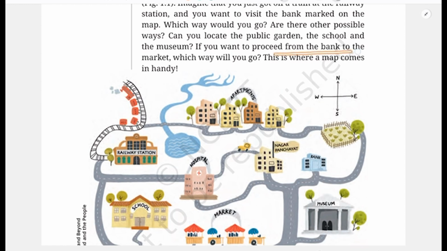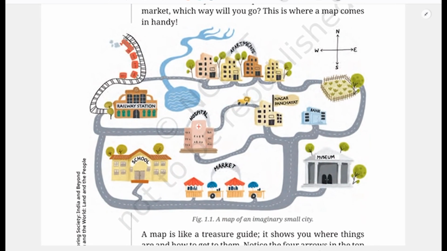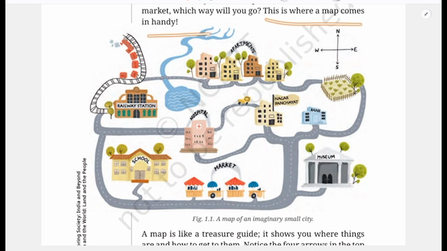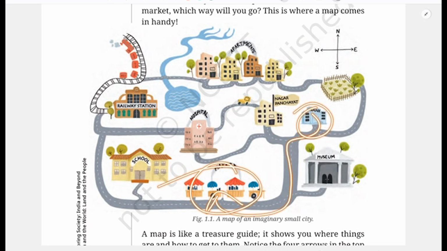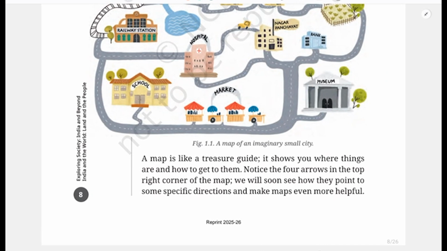If you want to proceed from the bank to the market, so you are at the bank and you wanted to proceed to the market, then which way would you go? And that is where the map comes in handy. With the help of this map, you will be able to identify how to go from the bank to the market. From this, we can understand that a map is a guide which shows you where things are and how to get to them.